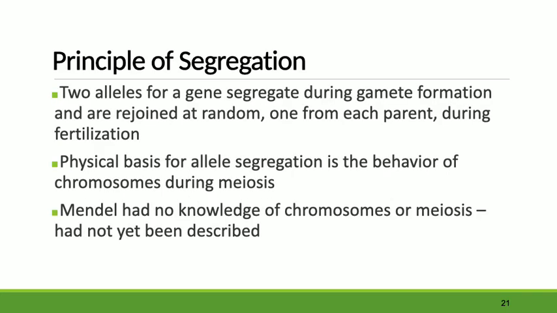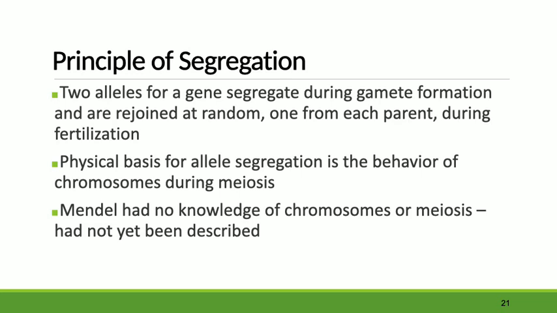As promised, we're coming back to the principle of segregation. The official definition of the principle of segregation is: two alleles, remember that's versions, of a gene, which is like the recipe, segregate during gamete formation and are rejoined at random, one from each parent, during fertilization. It's almost like you have to translate that sentence. So I encourage you to pause here and see if you know all the terms already. Go ahead and see if you can digest what that very dense sentence is saying.